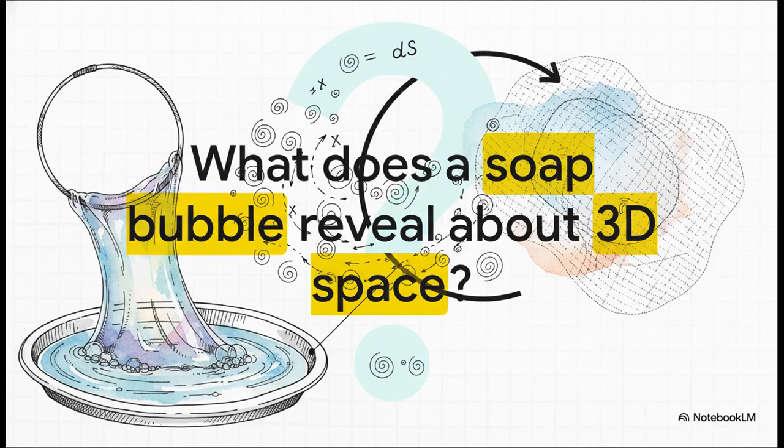Imagine you've got a wire loop, right? And you dip it into some soap solution. That shimmering film that forms inside the loop. That holds the entire secret to understanding Stokes' theorem. It's the perfect real-world picture for a really profound mathematical idea.